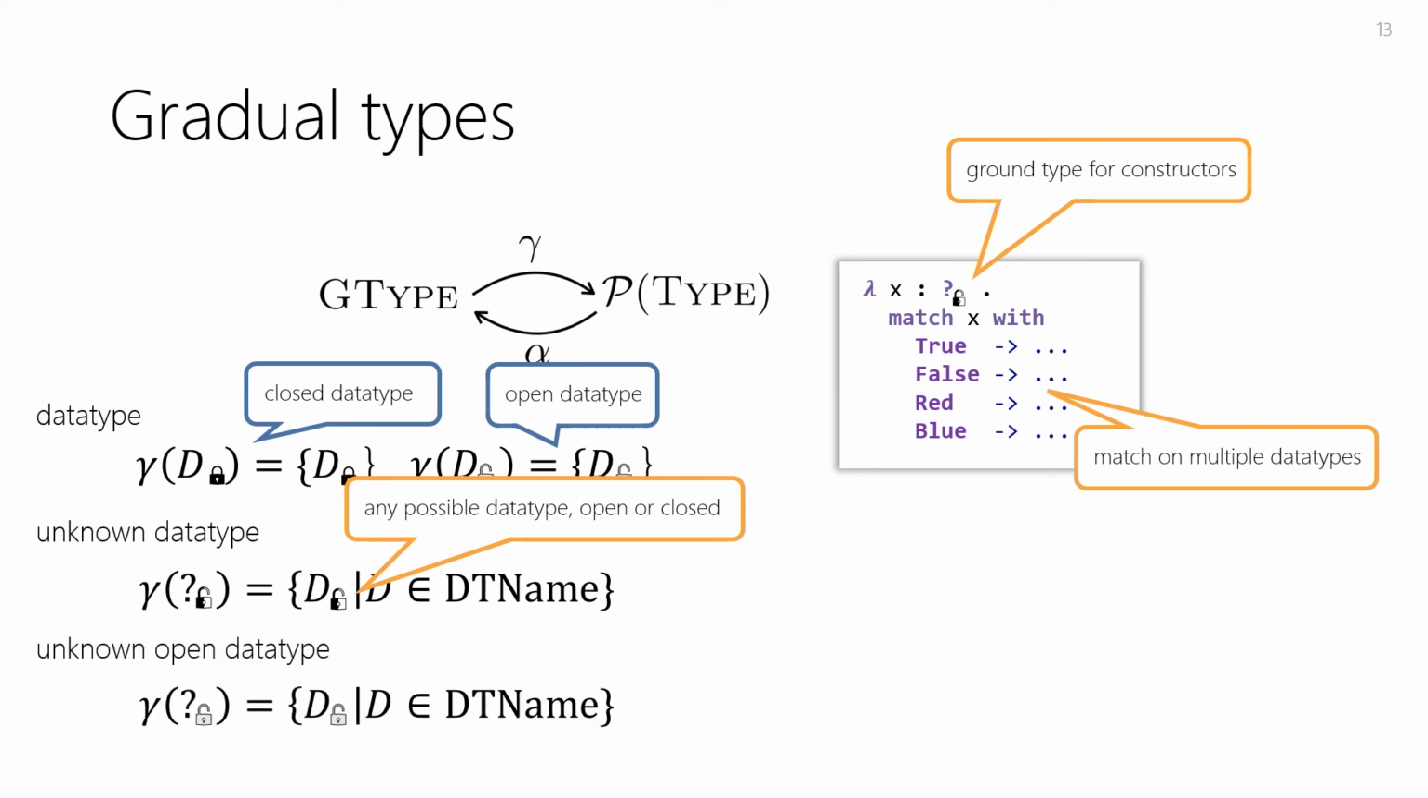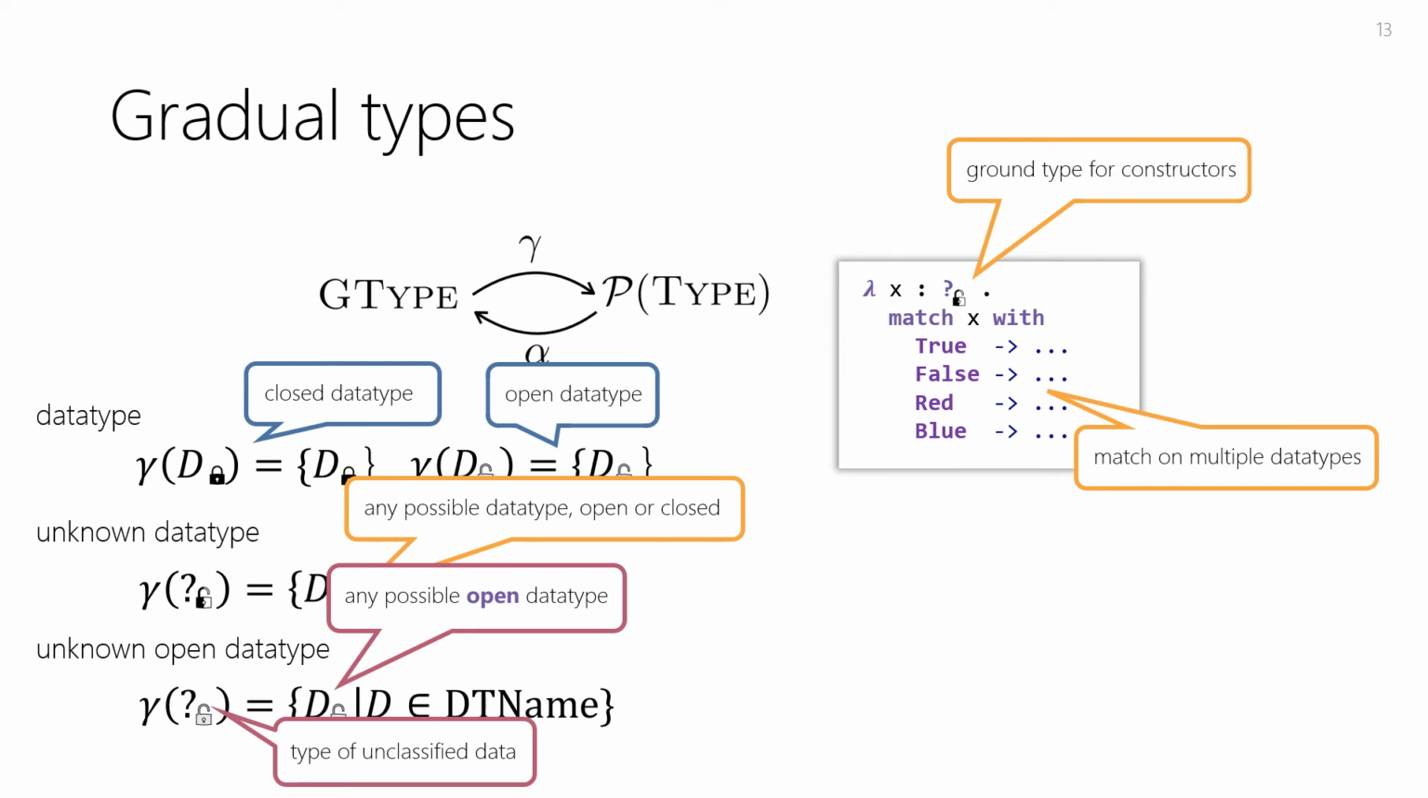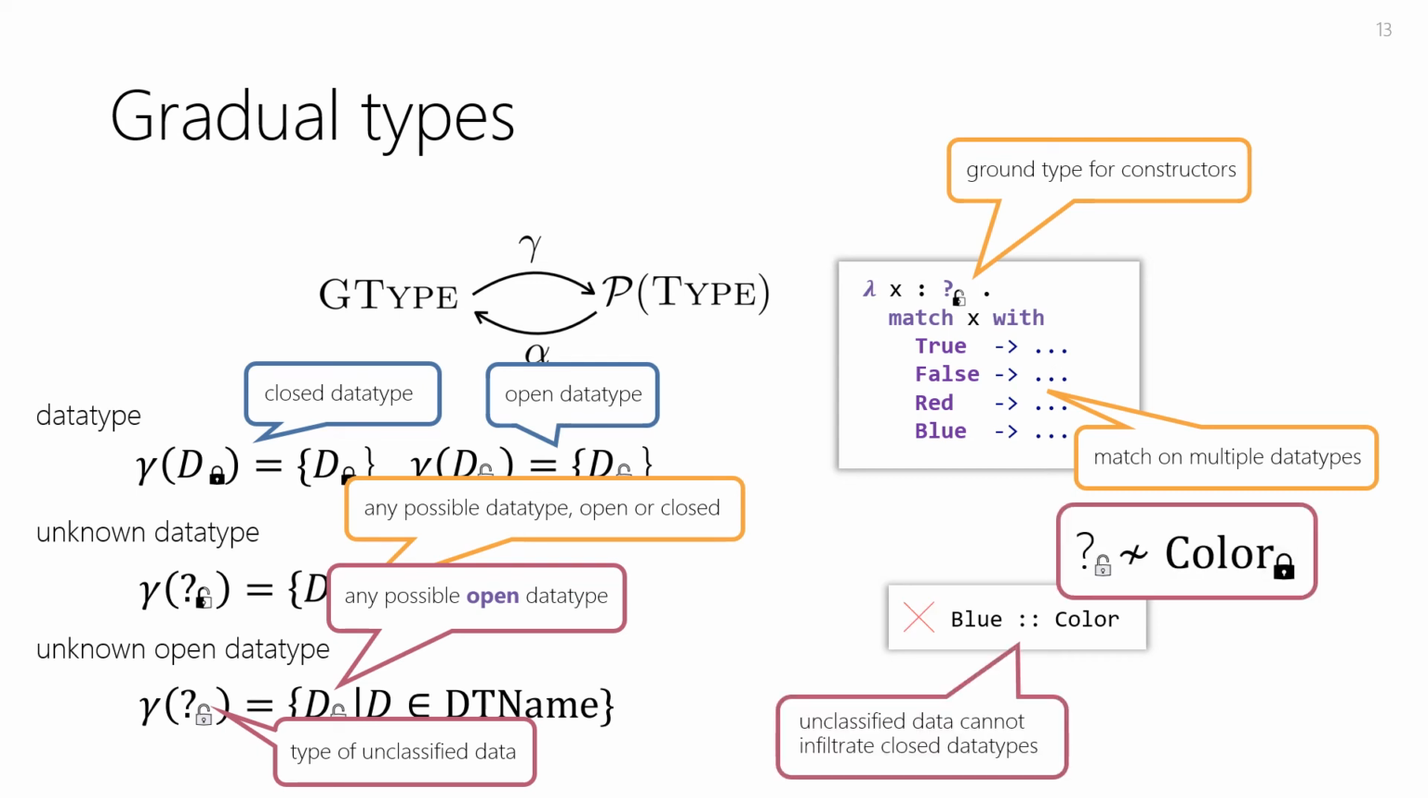But this is not enough, and to support unclassified data, a third unknown type is needed. The unknown open data type represents every possible open data type. It performs as the initial type for unclassified data, making them able to inhabit open data types but not closed ones, preserving this way the more structured nature of closed data types. Having the gradual types defined, the rest of the gradualization process is straightforward.